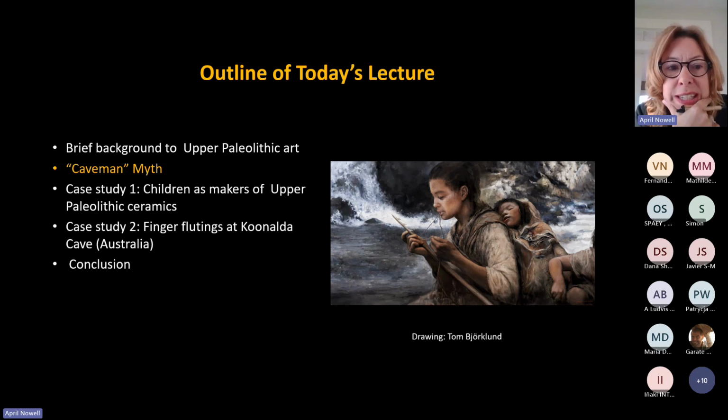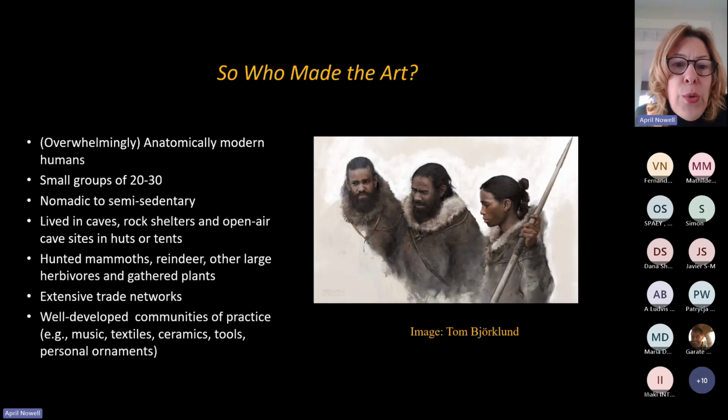And of course, the question is, who's made this art? In some ways we can say that overwhelmingly the art is made by anatomically modern humans. And of course, there are some examples now that are possibly, or that seem to be, associated with Neanderthals, but overwhelmingly the art that we've been looking at is associated with modern humans. These are people living a nomadic to semi-sedentary existence, depending on where and when we're talking about. In Europe, in small groups of 20 to 30, living in caves sometimes, rock shelters, open air sites, and so on.